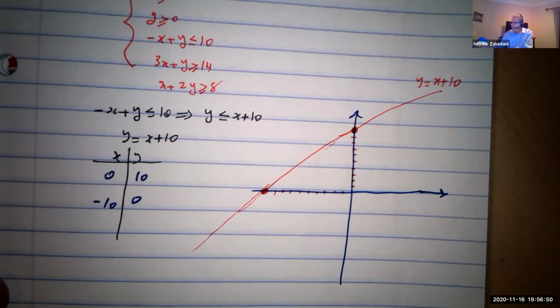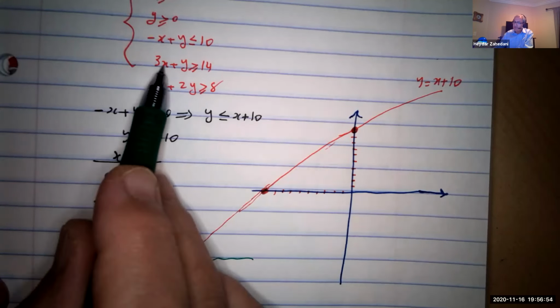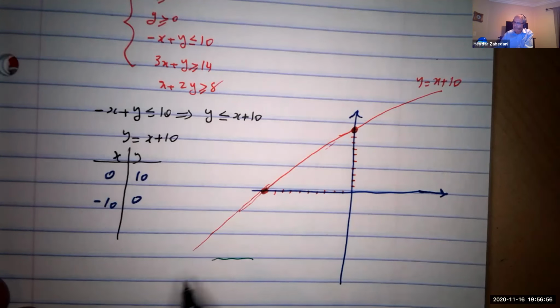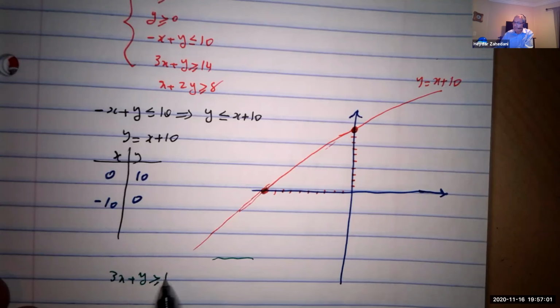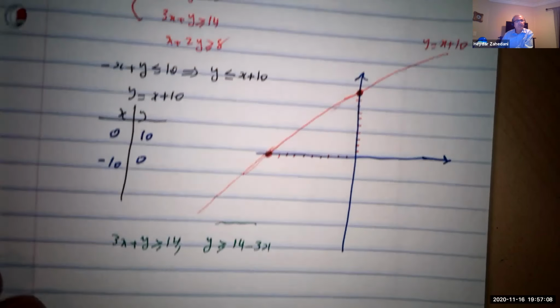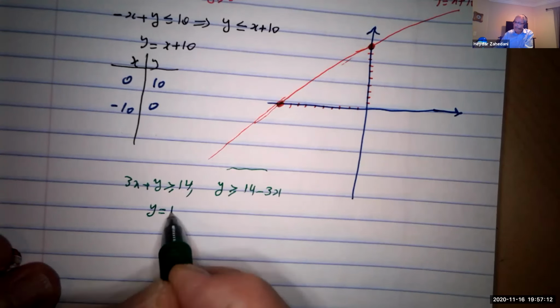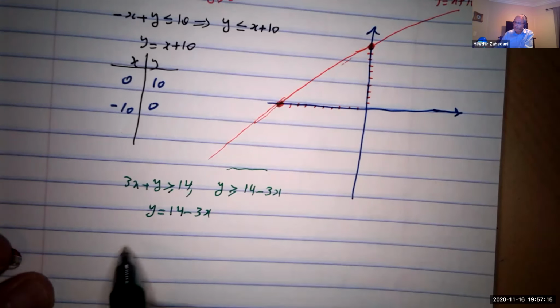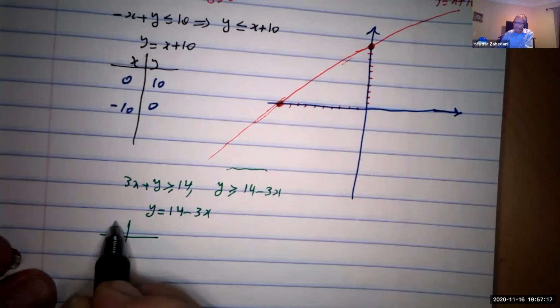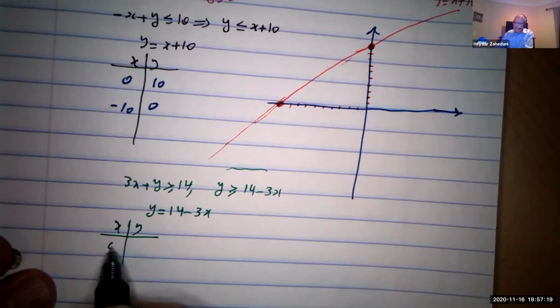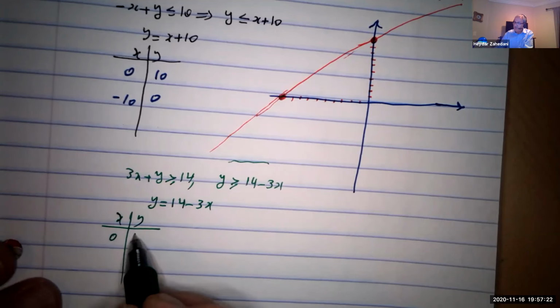Let's check another one. The next one is this one. I want to check 3x plus y greater than or equal to 14. So I solve for y, which gives me 14 minus 3x. So I have the line y equal to 14 minus 3x. I get the intercepts for this one: x equal to 0, so y would be 14.